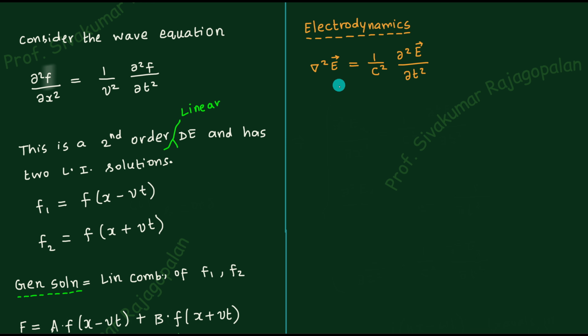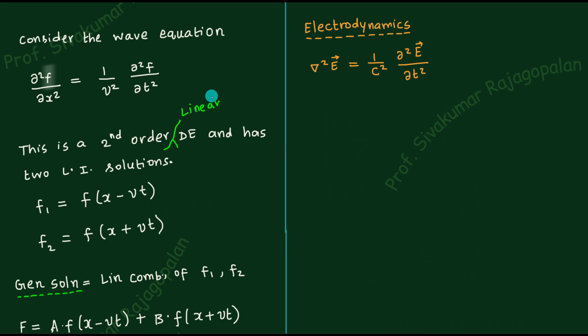In fact, if it is not clear to you, you can refer to lecture number 29 in the BSc Electricity and Magnetism series, not the MSc series. There I have already explained how to derive this. Generally you'll know how to get this. You can easily get this wave equation from the four Maxwell's equations by taking the curl of the curl equations. That's all. It's quite simple.